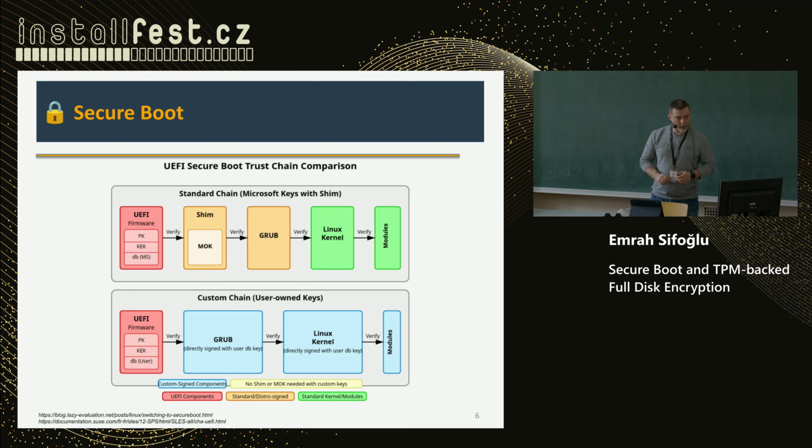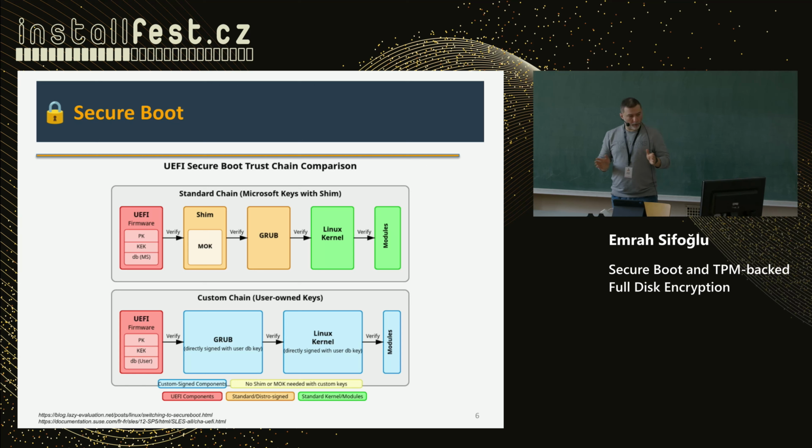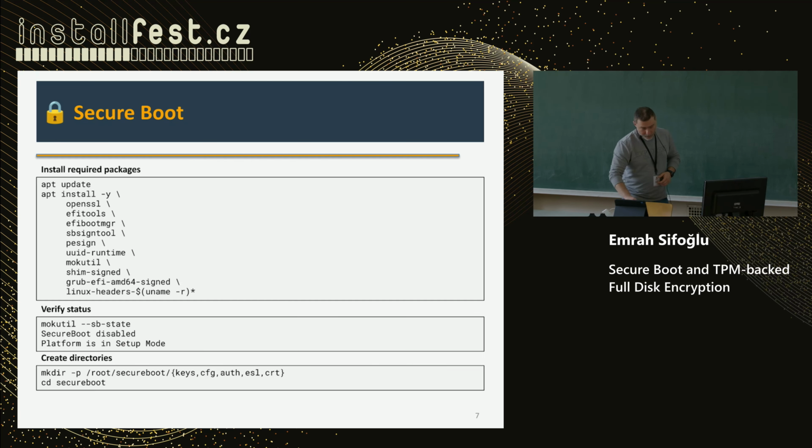This will give us the whole power of the trust chain, that's what we call it. If you look at this diagram, I try to present how these two systems work compared to each other. One thing you may realize is that shim doesn't exist in the second one, where we are owning the keys. Shim verifies GRUB and so on. But when we are owning the keys, we can exclude the shim, and our signed keys will take over and handle the verification process.